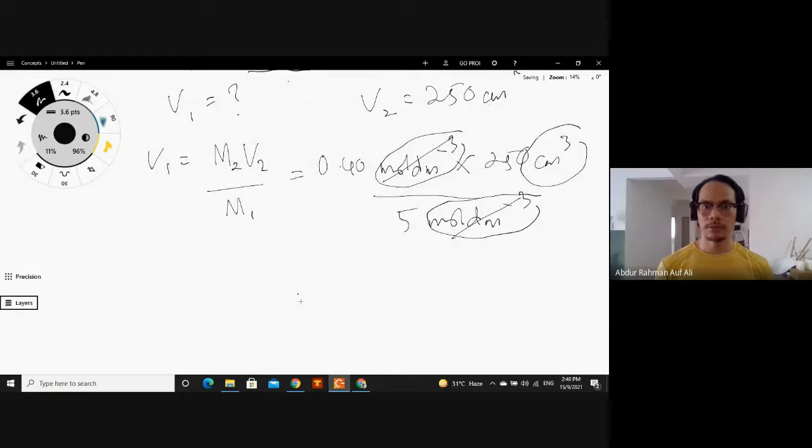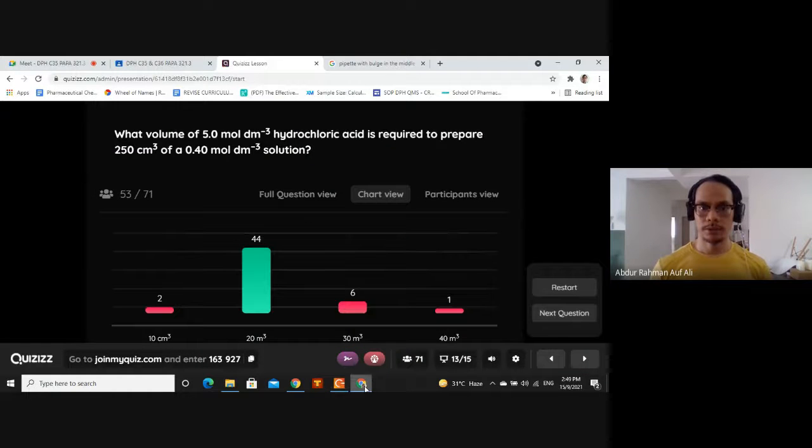Okay, so 250 darab 0.4. Sini bagi sini dapat 50, 0.4 darab dengan 50 cm cubic, which is 20 cm cubic. So this one betul. 20 correct? Yes. 44 of you. Okay, thank God. Tadi dia silap. Kita betul. Alright, so that is the jalan kerja lah.